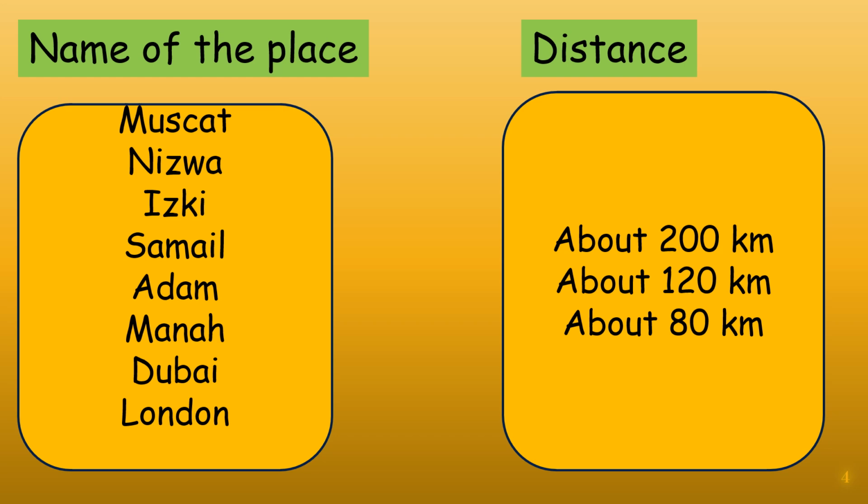In case of Dubai and London, you might not know about the population, but you might have seen the pictures and you know what things are there. So you can still describe a place if you have not been there.